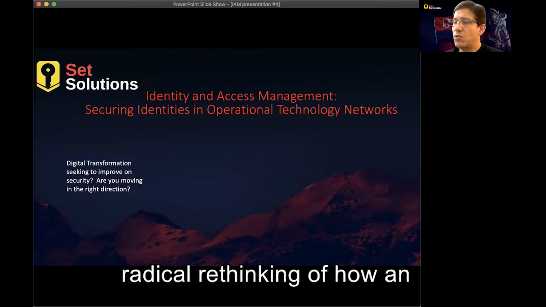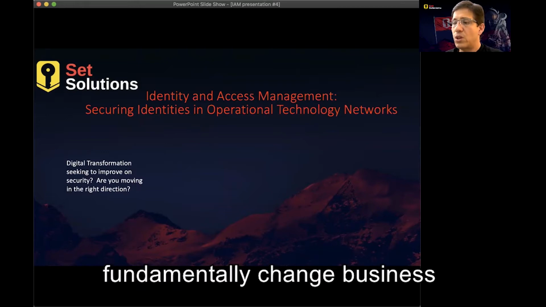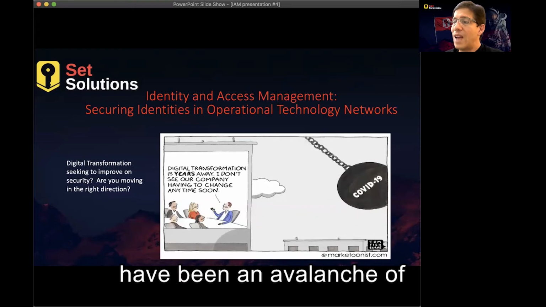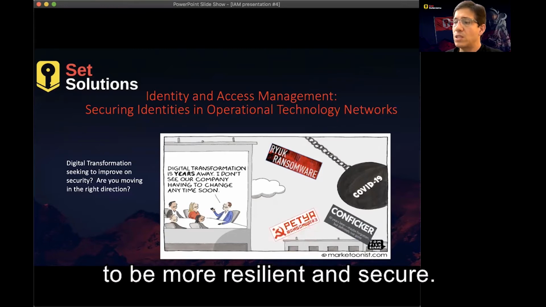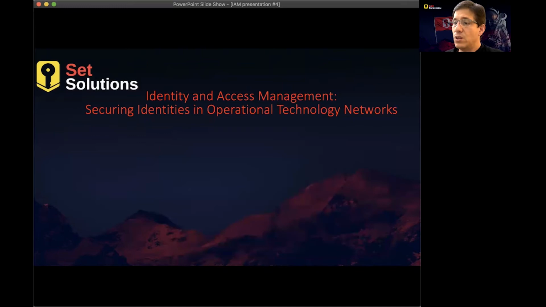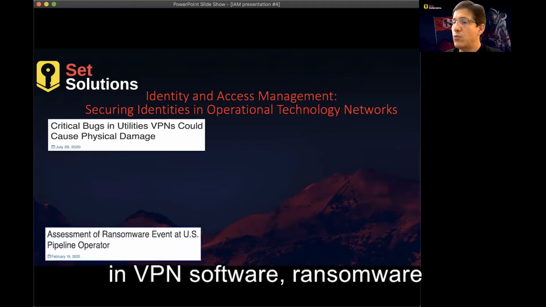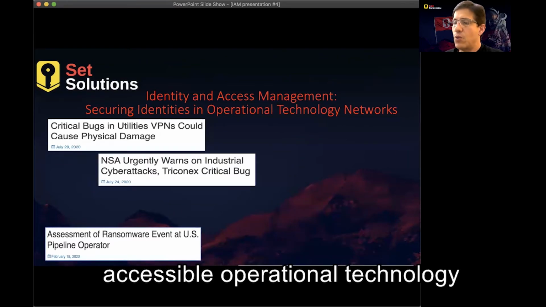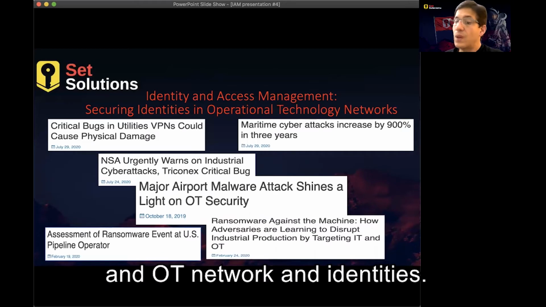Digital transformation marks a radical rethinking of how an organization uses technology, people, and processes to fundamentally change business performance. Is it seeking to improve on security? In recent years, there has been an avalanche of ransomware events that have forced organizations to rethink how they change their processes to be more resilient and secure. And COVID-19 has added even more pressure to that effort. Disruptions to organizations have come by way of vulnerabilities in VPN software, ransomware attacks exploiting internet accessible operational technology assets, as well as well thought out campaigns targeting both IT and OT networks and identities.